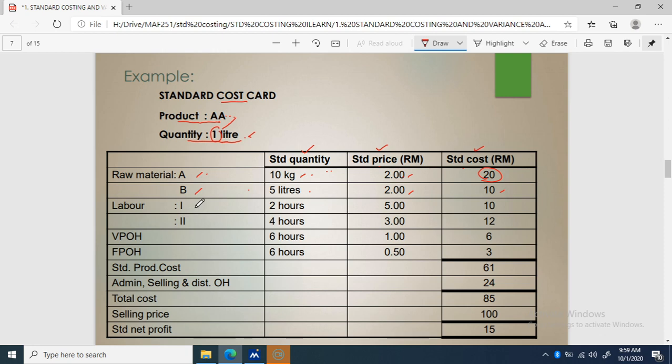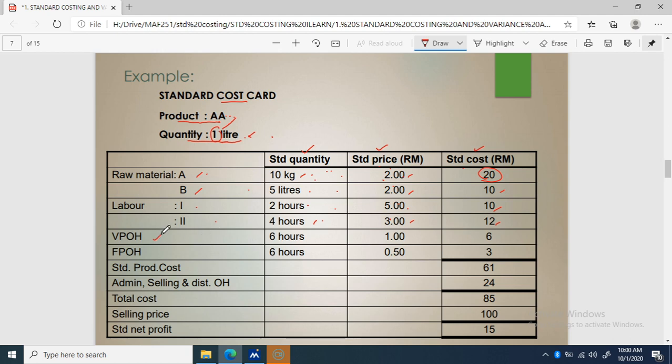Okay, labor grade 1. So you need 2 hours to produce the product. 1 hour you pay 5 ringgit. So 10 ringgit for 1 liter of double A. Okay, labor grade 2, 4 hours, 3 ringgit per hour. So you have 12 ringgit per liter. So standard cost here is for 1 liter. Okay, standard price is referred to standard quantity: 2 ringgit per kg, 2 ringgit per liter, 5 ringgit per hour, 3 ringgit per hour.